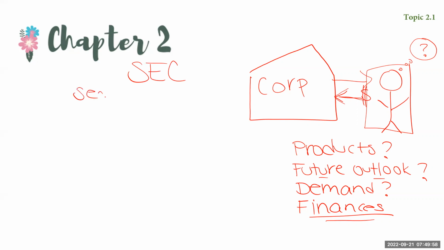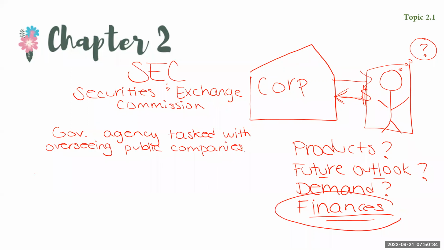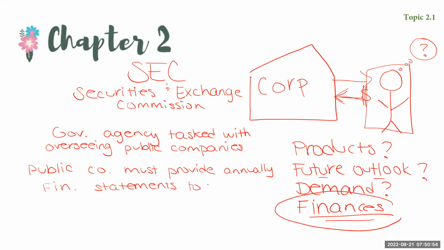So the SEC stands for the Securities and Exchange Commission, right? They are a federal government agency. Okay, so they are a government agency tasked with overseeing public companies. So they regulate those public companies, and one thing they make sure is that those public companies provide financial statements. So public companies must provide at least annually financial statements to the public. Okay. And that is law.